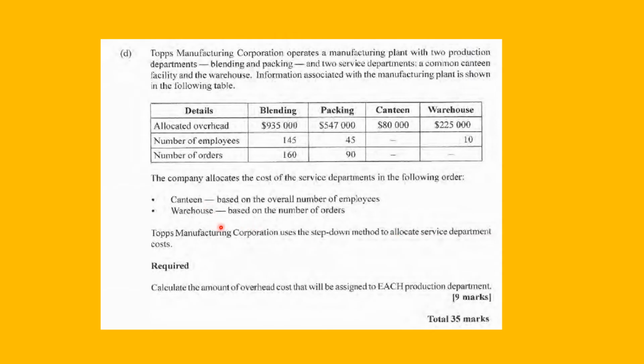Or since the order is given here already, you may not use the step-down method and you may use what is called the elimination method or the direct method. Okay, so with the step-down method, you look at the thing here and you decide which one of the departments to go first, but they already tell us here that canteen is to go first.